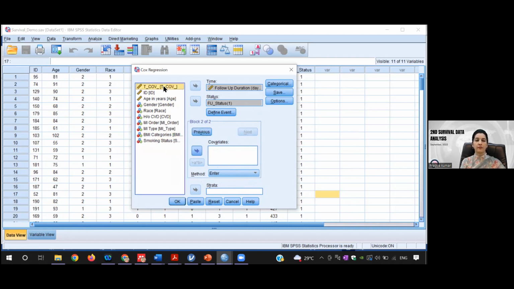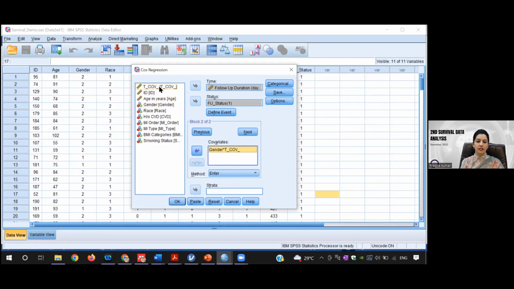So the variable which you want to test whether the proportional hazard assumption holds or not, you can do it like a time-dependent covariate. Click that, press shift, and maybe you can click gender. You have to select both these two together by pressing control. Here you can see this. You have to click that after selecting this. So click that, this will go here.